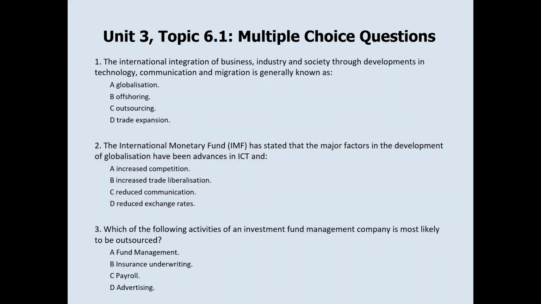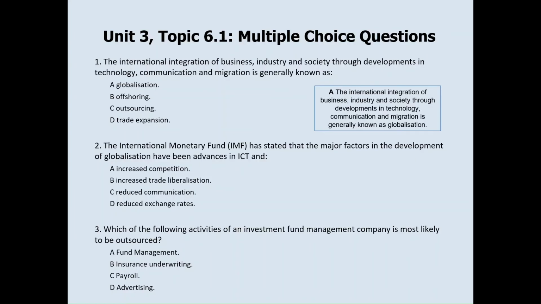Question number 1. The international integration of business, industry and society through developments in technology, communication and migration is generally known as A. Globalisation, B. Offshoring, C. Outsourcing, or D. Trade expansion. The answer, of course, to question 1 is A. The international integration of business, industry and society through developments in technology, communication and migration is known as globalisation.